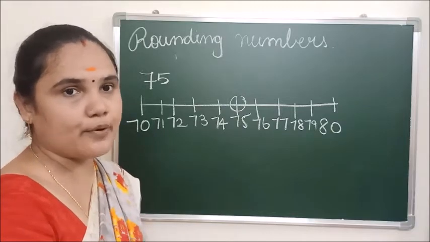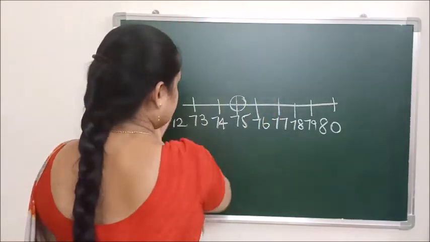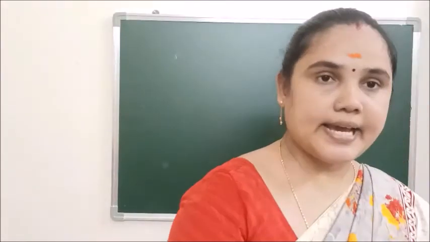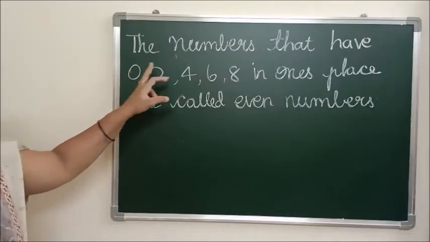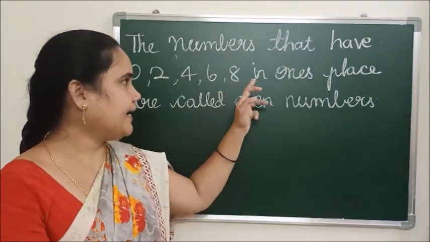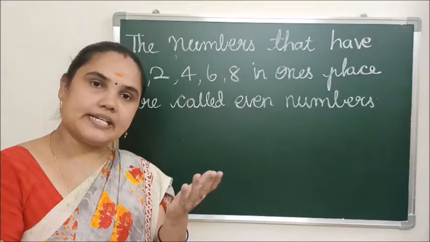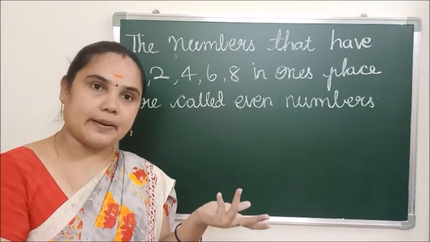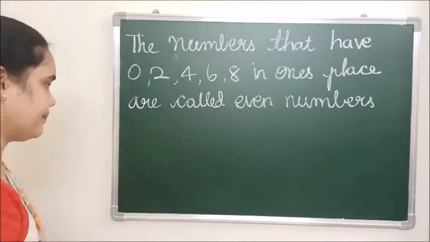Yes. Now, we will discuss about even numbers and odd numbers. See, children, already I explained about even numbers and odd numbers. Okay. Now see, children, we are going to discuss about even numbers. The numbers that have 0, 2, 4, 6, 8 in ones place are called even numbers. Or if the number comes in table 2, then it is an even number. Okay, children, let us see one example.